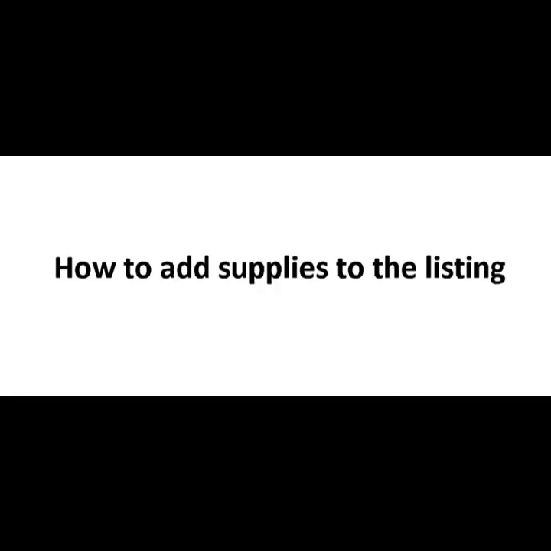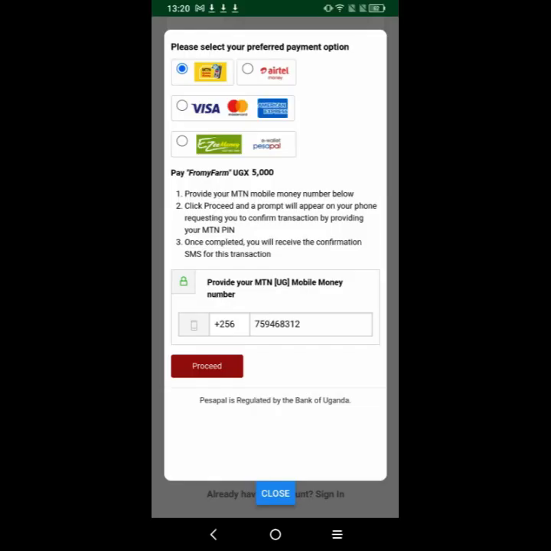How to add supplies to the listing? Before you can add an item for sale, you must first pay for the minimum 30 days advertising fee for each item. The fee is currently 5,000 Uganda shillings, but this fee will change in the future.